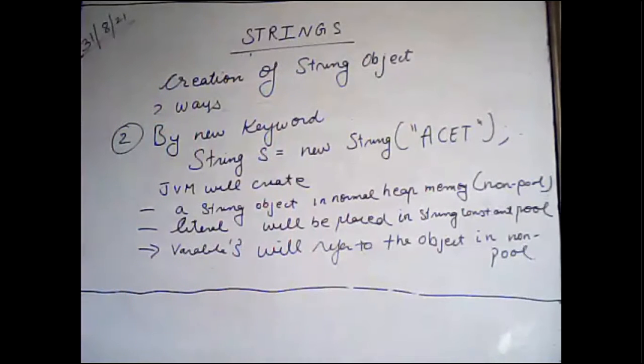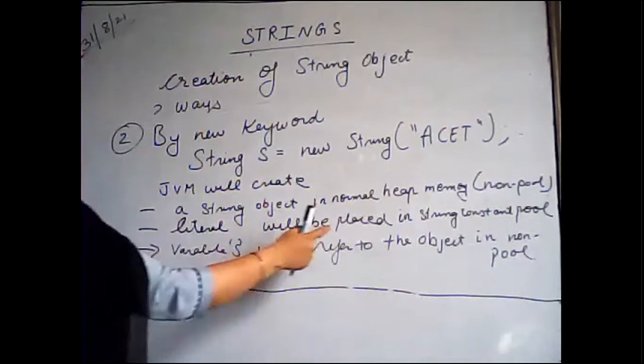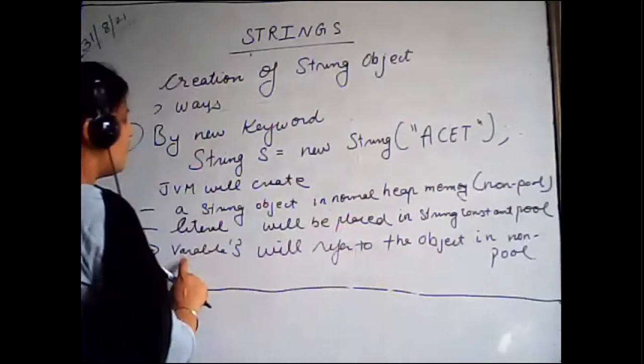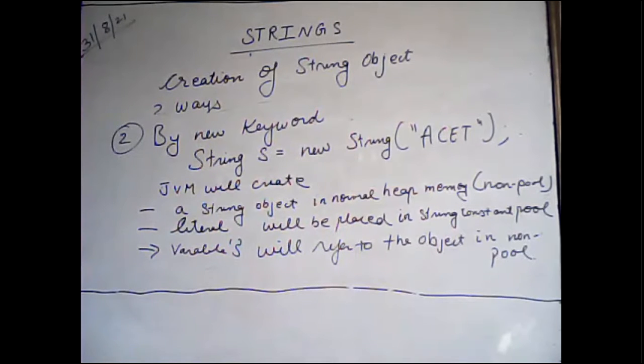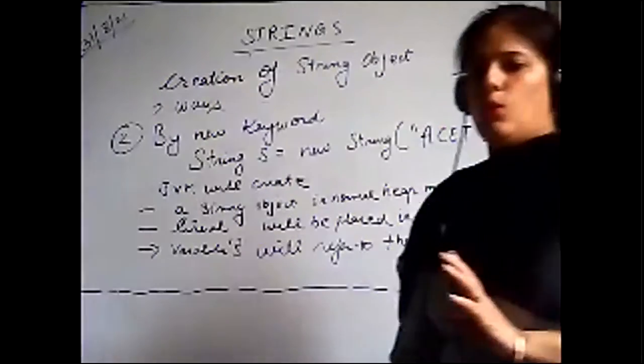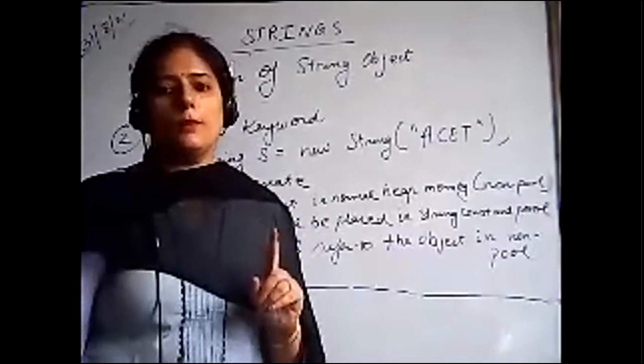But here JVM will create two string objects. One is in the heap memory area, that is the non-pool area, and the other will be placed in the string constant pool. So we are creating two objects and one reference variable. The reference variable is s, which will refer to the object in the non-pool area.